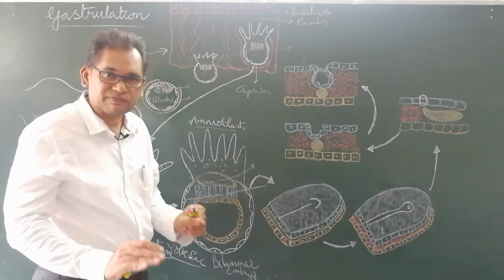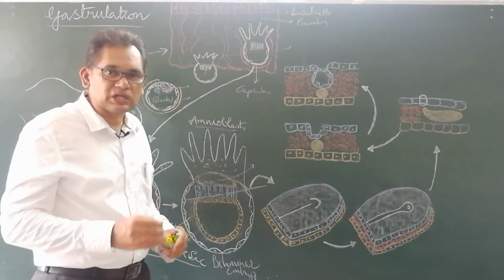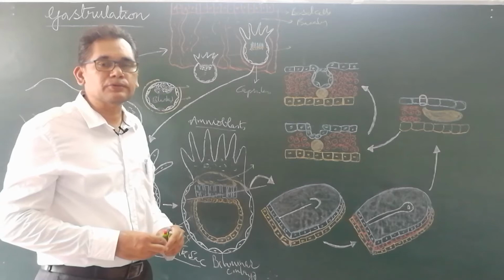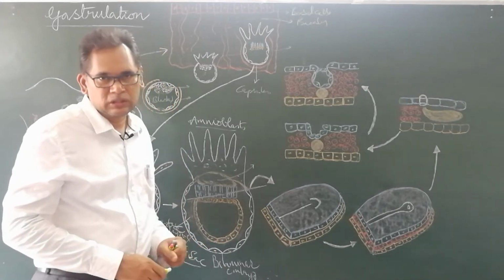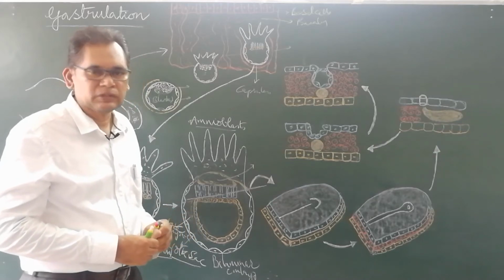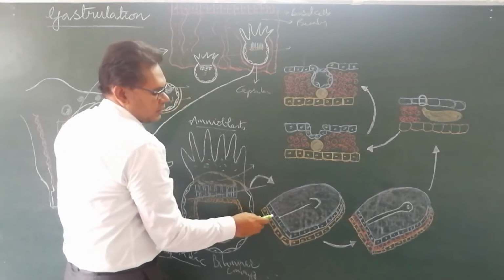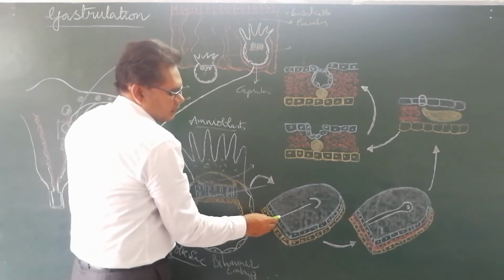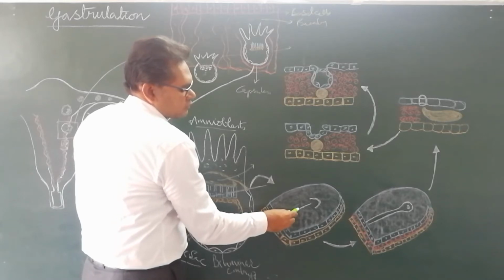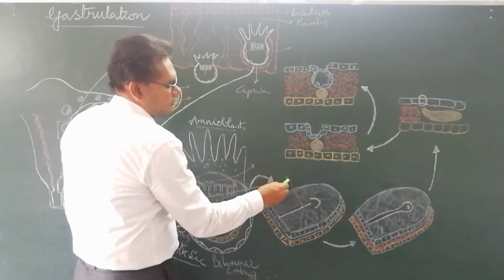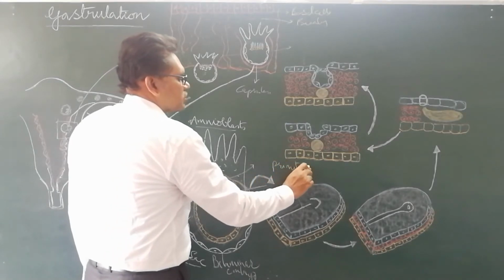In the process of gastrulation, the first step is primitive streak formation. The primitive streak is formed during gastrulation. What is the primitive streak actually? This is the epiblast, the blue one we have shown. On the epiblast, a small streak appears, which moves forward. This streak is called the primitive streak.